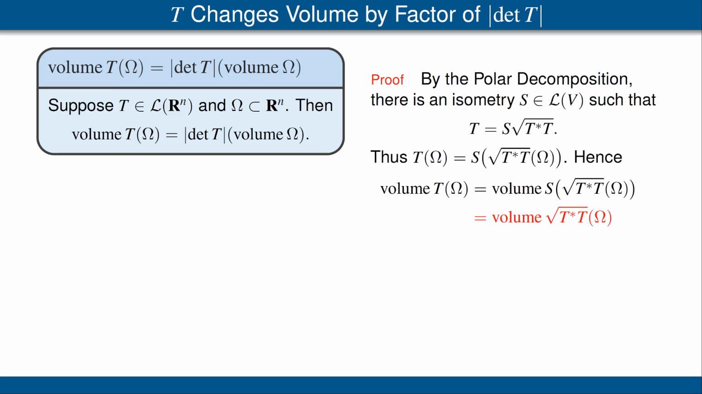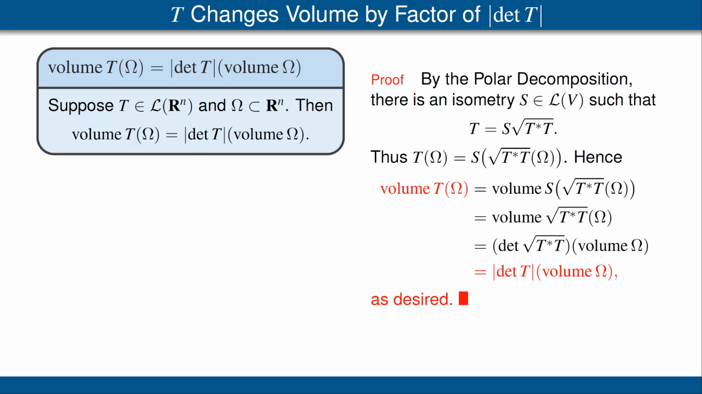The operator square root of T star T is a positive operator, and we've shown earlier in this video how that changes volume, namely by the determinant of the square root of T star T. So we now have the equation shown here. We've also shown earlier in this video that the determinant of the square root of T star T is equal to the absolute value of the determinant of T. And now if we look at the 2 items highlighted in red, we see that we've proved exactly the result that we wanted.